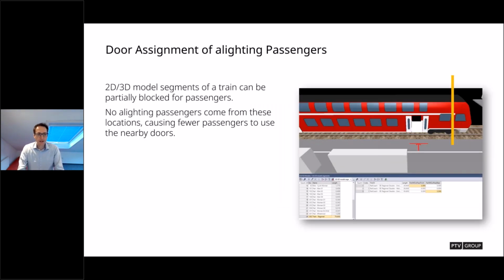The other improvement is that you can define in your 2D, 3D models areas where you don't have passengers. For example, here at the top, you normally have the driver, the train driver, and no pedestrians. If you enter that, you can say, okay, 3 meters here in the front, there are no passengers on the train. Then also when generating the alighting pedestrians, no pedestrian is generated here, and that will then result in more realistic pedestrians coming from different positions and alighting at the doors.